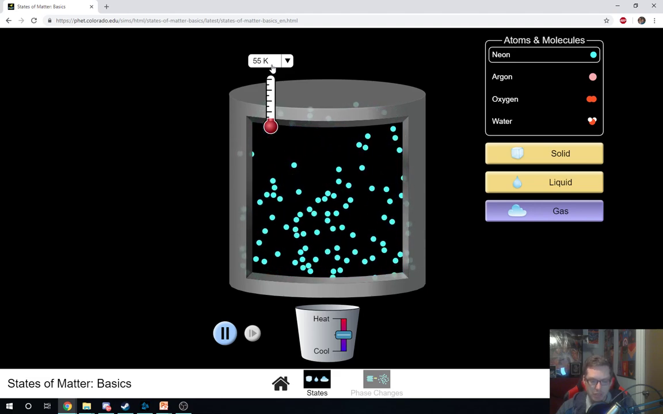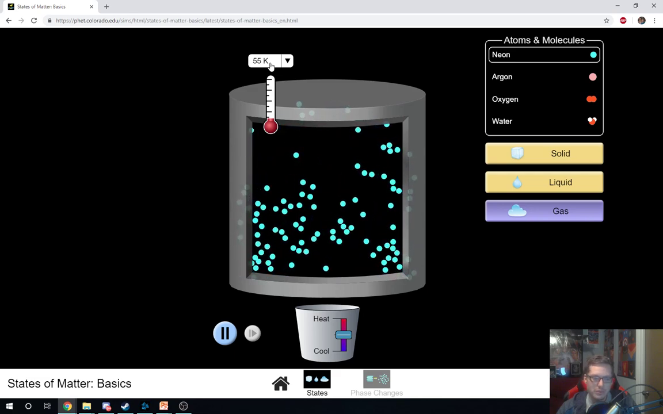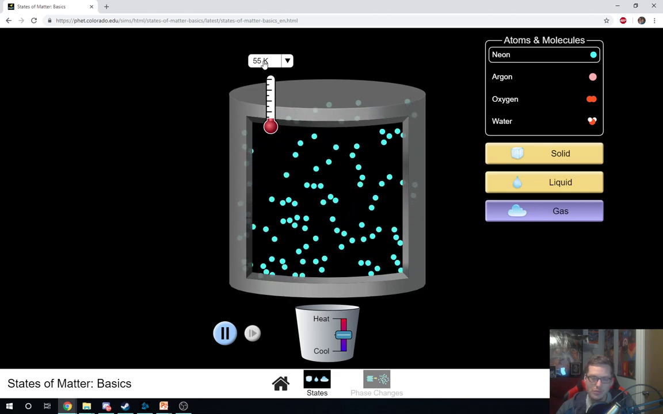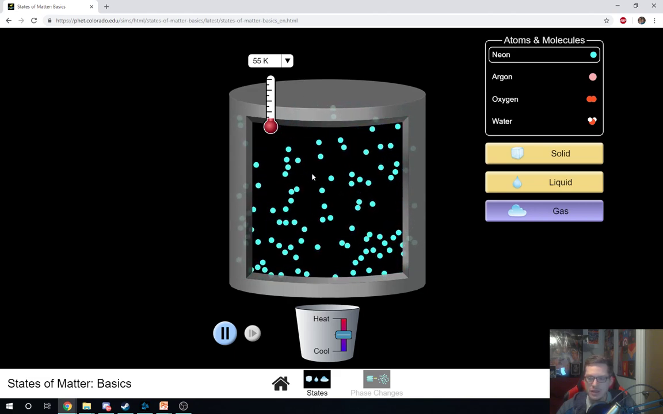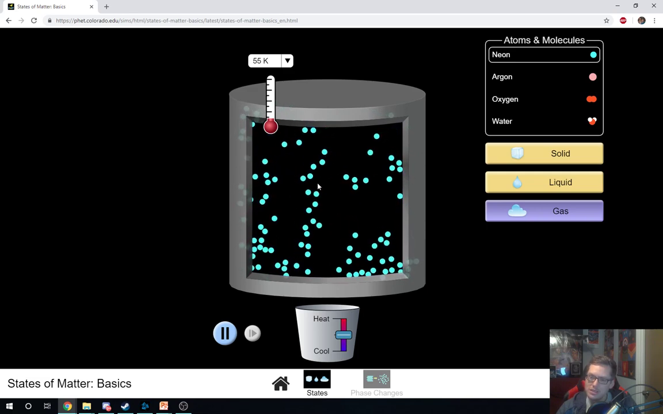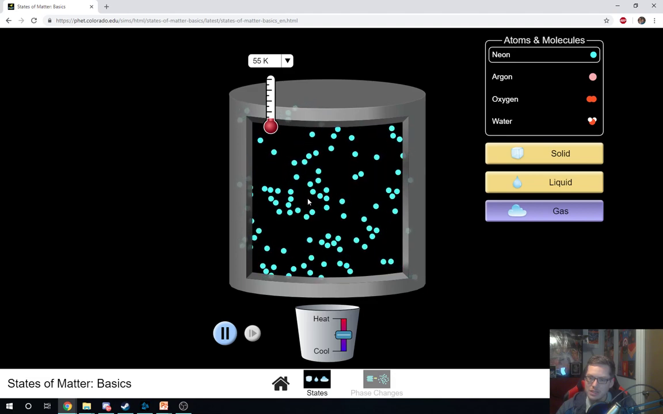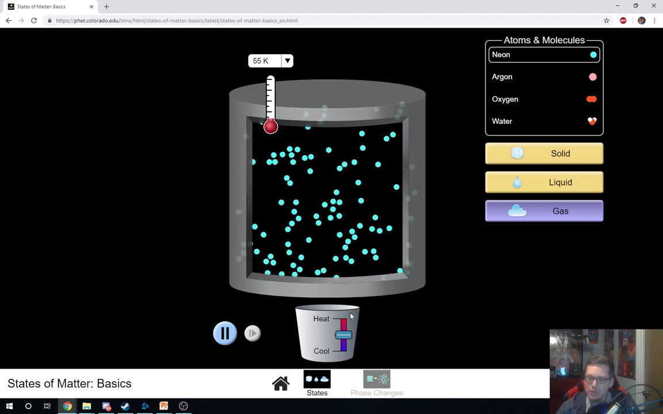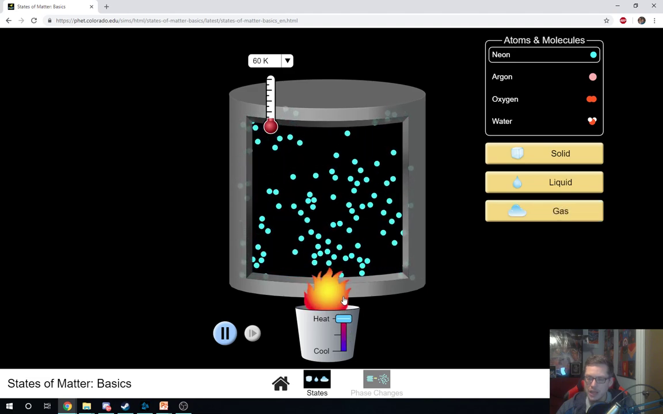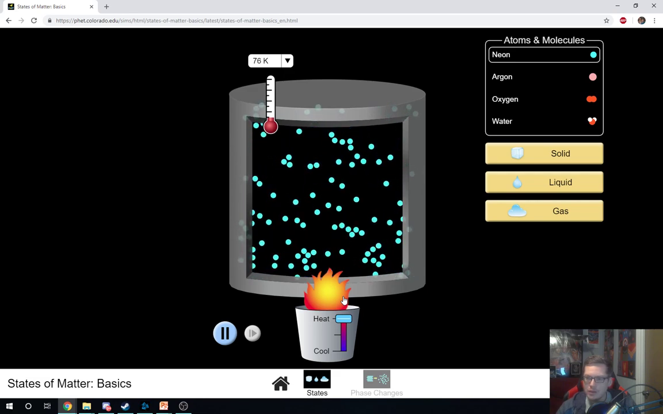That's pretty cold. That's at about negative 220 something degrees Celsius, so negative 300 or so in Fahrenheit. Since we're so cold, you can see that some of these particles are actually hitting each other, or sticking together a little bit. So our kinetic molecular theory doesn't work very well at really cold temperatures. So let's heat it up. We're going to add some heat here until we get to about room temperature.